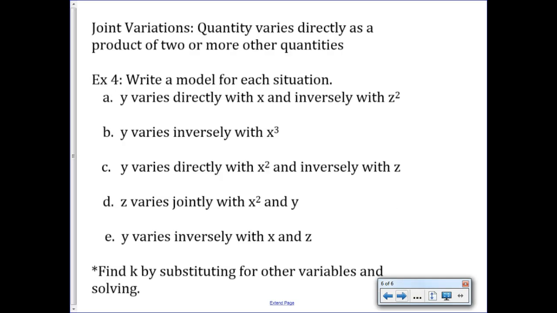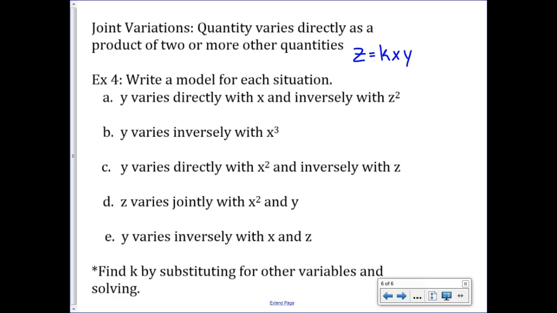All right, joint variations. So one last piece here is a quantity that varies directly as a product of two or more other quantities. So it looks a lot like a direct variation, except we have more there. So k times x times y would equal z, and it could be a equals k times x times y times z. Joint variation varies directly as a product of two or more other quantities.